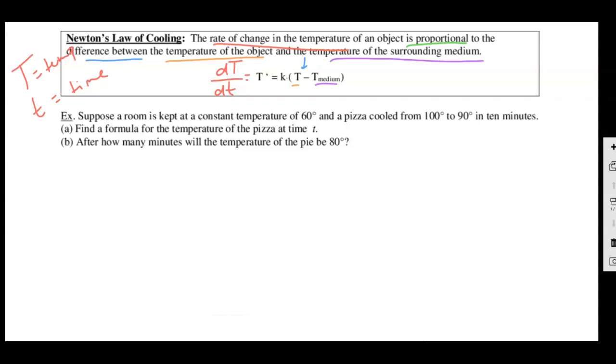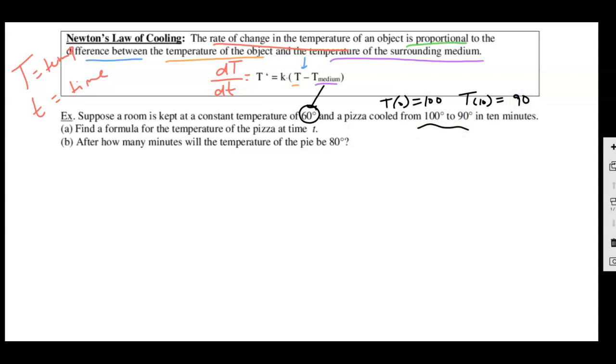It says, suppose a room is kept at a constant temperature. So here's my temperature of the medium, the temperature of that environment, 60 degrees. And a pizza is cooled from 100 degrees to 90 degrees in 10 minutes. That means the temperature at time equals 0 was 100, and the temperature at time equals 10 is 90. It kind of gives you those two pieces of information, but you have to think a little bit for them.